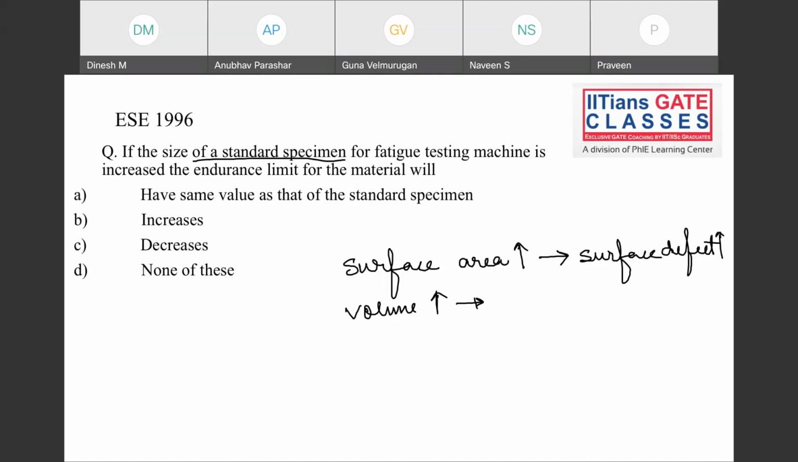So if the impurities are increasing, the number of stress concentration points are increasing, surface defects are increasing, what will happen to the endurance limit? The material will fail earlier, or you can say the material will fail at a lesser amount of stress, right? So I can say that the endurance limit decreases. Is it clear now? Okay, fantastic.